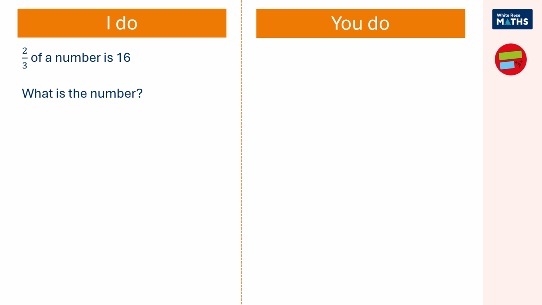Next part, so I do and you do, okay? So 2/3 of a number is 16. What is the number? So again, I do 16 divided by the numerator and I multiply by the denominator, okay? So this is reverse fraction. A reverse fraction of an amount. Normally we divide by the bottom and times it by the top. Here we're actually working backwards, so we divide by the top then times by the bottom. 16 divided by 2 is going to be 8. 8 times 3, guys, is going to be 24.